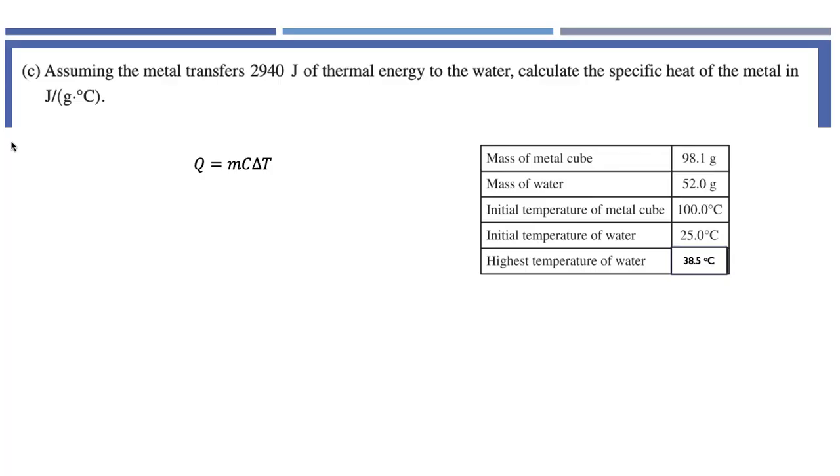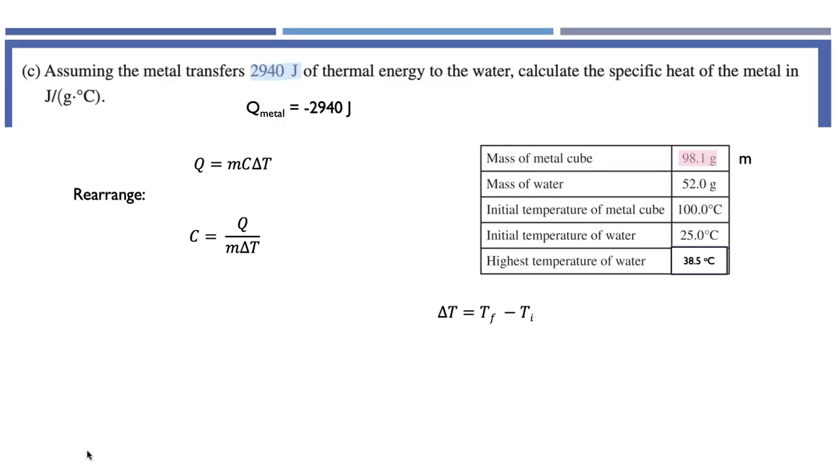So let's think about what we need to substitute in here. First, I want to rearrange my Q equals mc delta T calculation to solve for C. It's Q over m times delta T in the denominator. If we read through the question, I'm transferring 2,940 joules of thermal energy to the water. So the heat loss, I can think of this as having a negative sign, right? The energy is going out of the metal, so negative 2,940 joules. So that's Q. Now I know the mass of the metal cube. I'm doing this calculation in terms of the metal. This is not about the water. This is about the metal. And the mass of the metal cube was 98.1 grams. So that's my m value for this problem.